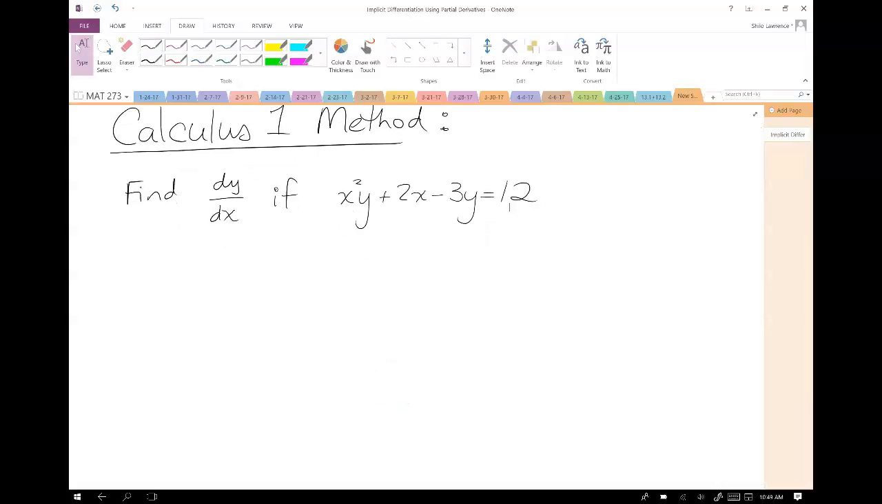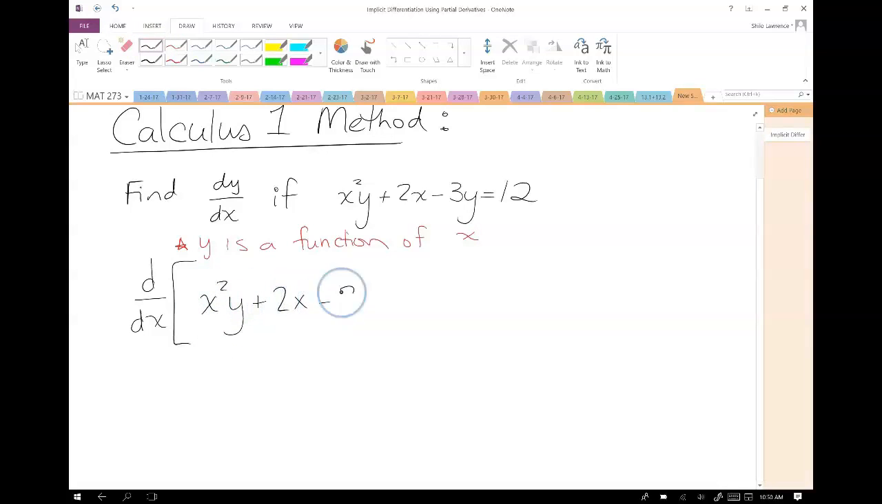There are some functions that you can go through and solve for y. We could probably do it on this one, though I wouldn't suggest doing that. What we learned to do in Calculus 1 is to differentiate everything in this function with respect to x, and you always assume that y is a function of x. y is the dependent variable, the output variable, and x is the independent variable. So we differentiate everything with respect to x, and we have to remember that y is a function of x.